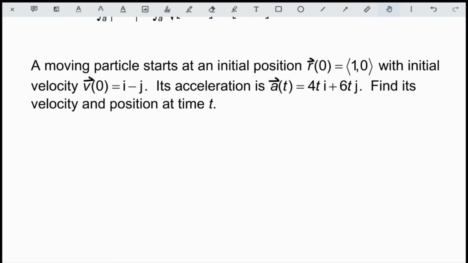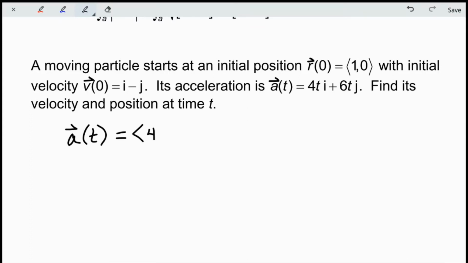So we saw questions like this earlier in the year with antiderivatives. We did this exact same process. We would start with acceleration, take an antiderivative to get the velocity, and then take an antiderivative again to get the position. So that's all we're going to do here. So here's my acceleration vector. Written in component form, it would just be <4t, 6t>.